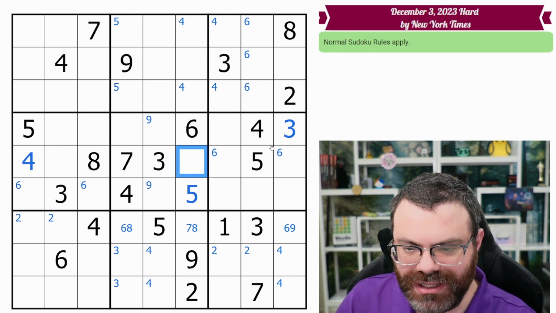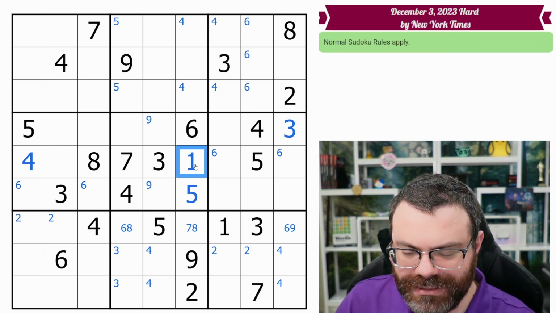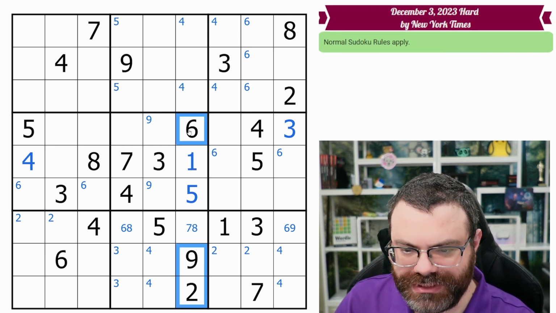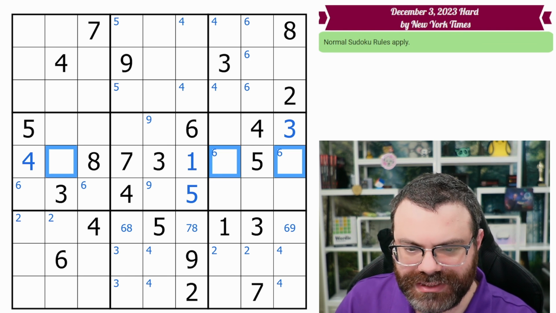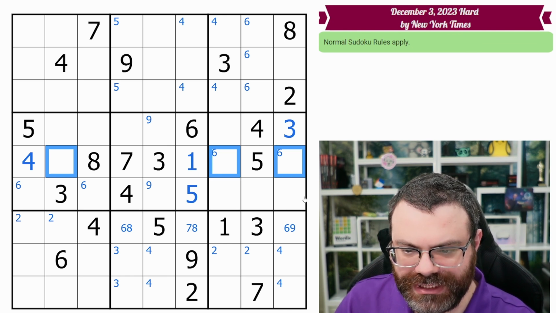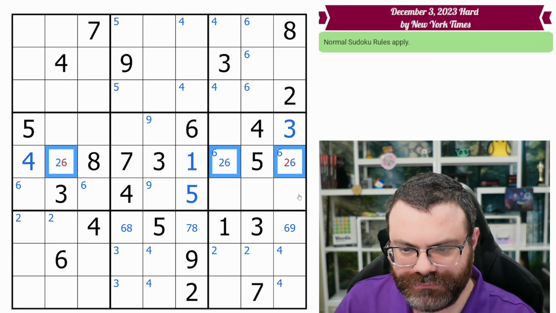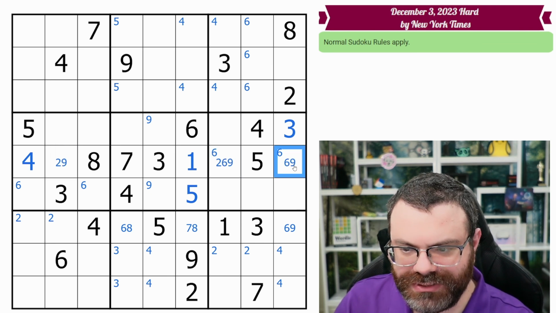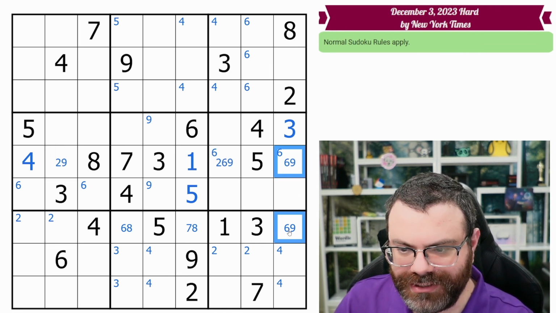Oh, and this can't be 2 or 9, so this is a naked single 1. Can't be 2, 9, or 6. And so then the remaining cells are 2, 6, 9. And that's not a 6, and that's not a 2. Okay, so now we have a 6, 9 pair here.